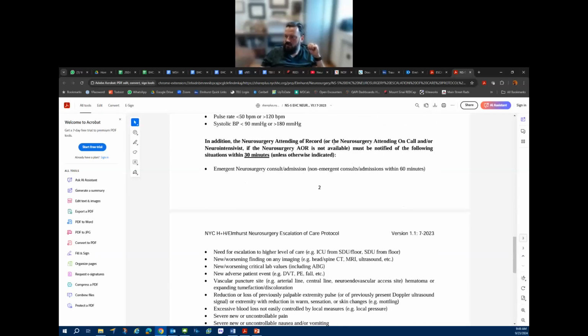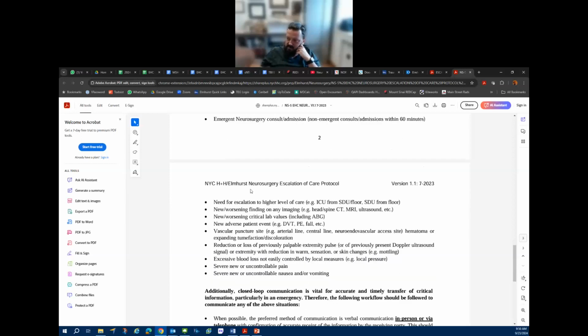In addition, the neurosurgery attending of record, or the neurosurgery attending on call, or the neurointensivist if the neurosurgery attending of record isn't available, should be notified within 30 minutes of any emergency neurosurgery consult or admission. Non-emergent consults and admissions should be staffed within 60 minutes. And additionally, the attending needs to be aware if there's a need for escalation of a patient to a higher level of care.